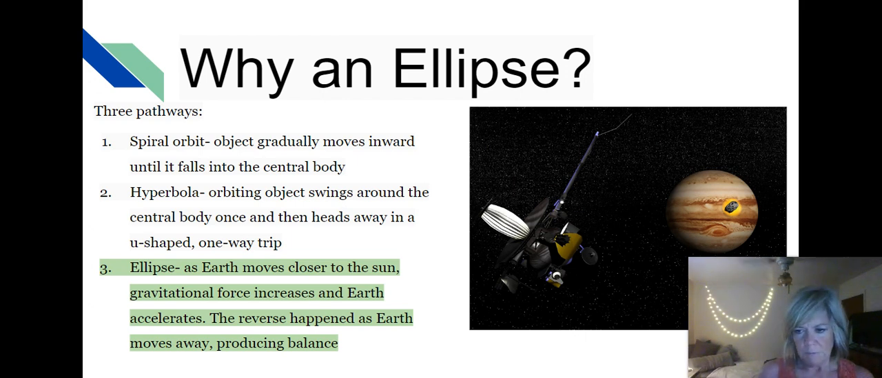Then you have the ellipse. An example here is as the Earth moves closer to the sun, as we showed in the picture before, the gravitational force increases because both of those arrows are pointing the same direction. The Earth's inertia and the gravitational pull are pulling us toward the sun. Then the reverse happens as we come around the other side and move away. Now we have the Earth's inertia pointed in a different direction as the sun pulls us back toward the sun, and they basically cancel each other so that the speed decreases.